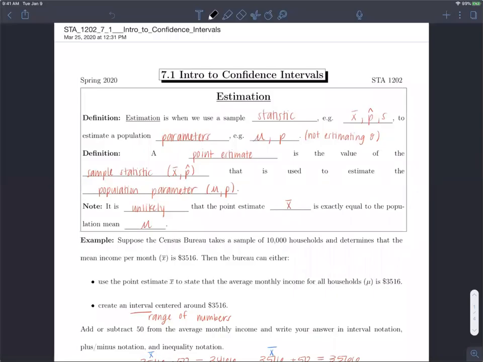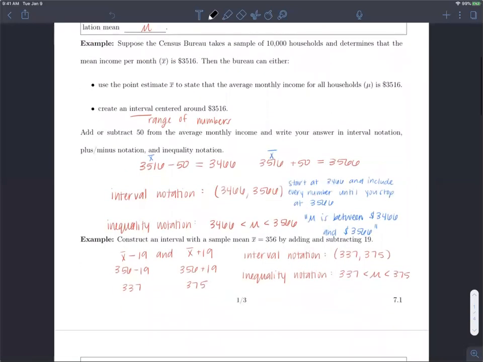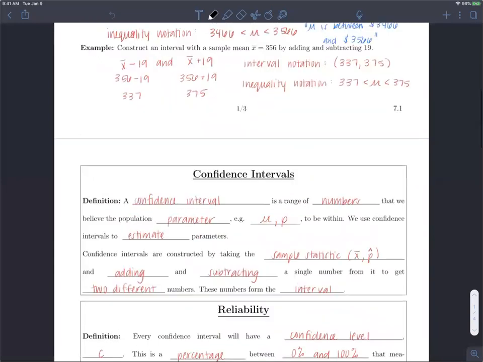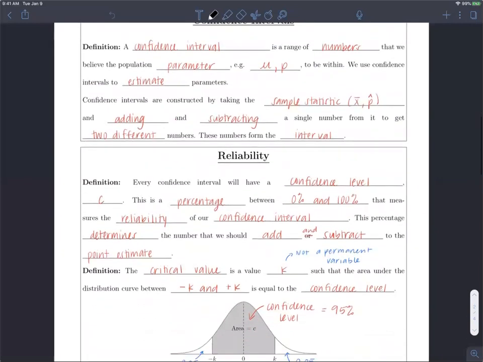So yeah, 7.1 was just the introduction to confidence intervals. And so we talked about what estimation was, right? And so remember we did this first example where we made an interval, not necessarily a confidence interval, but we constructed these intervals by just adding and subtracting that number. And then we moved on and we started talking about what confidence intervals actually were and the reliability of them.